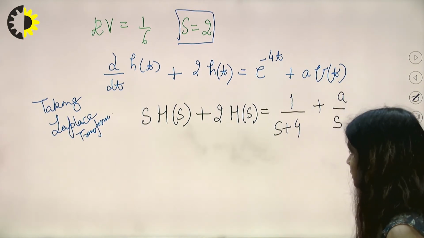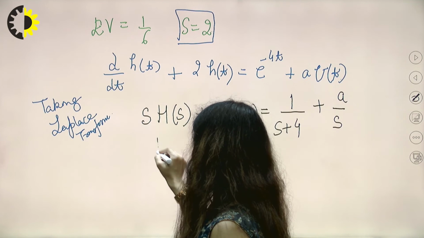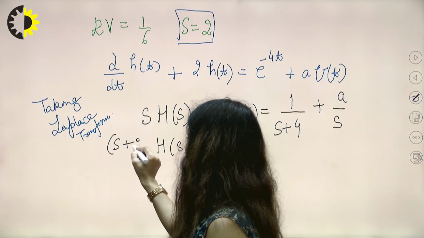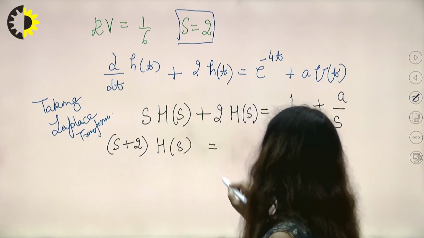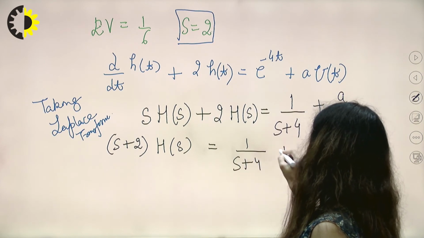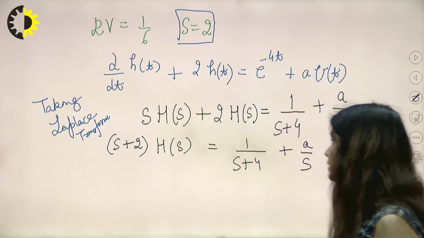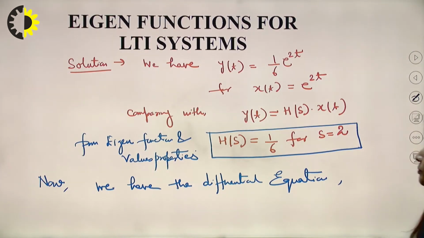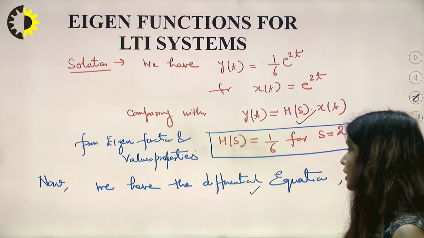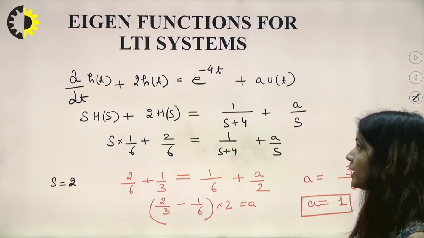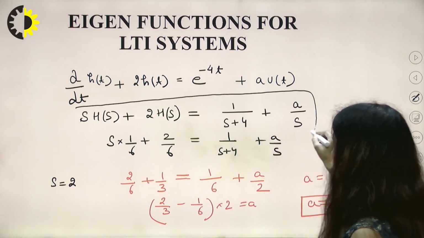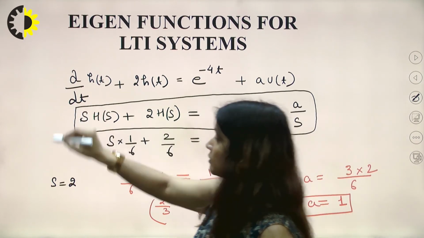So here H(s) times (s plus 2) is equal to 1 upon s plus 4 plus a upon s, like that. So here are the values, and we have solved the differential equation in that way. So we have reached up to this point, all the things we are having.